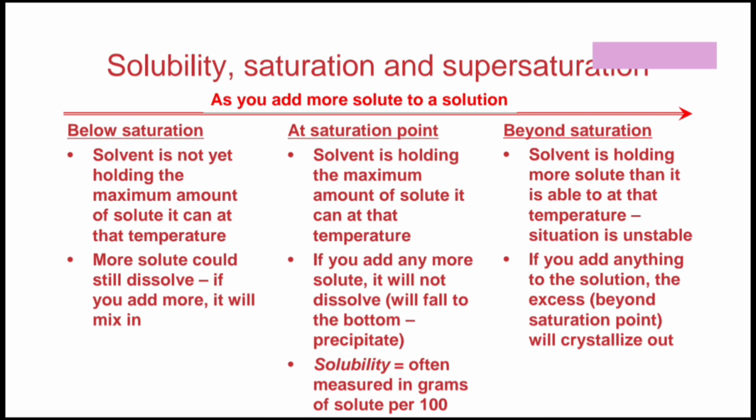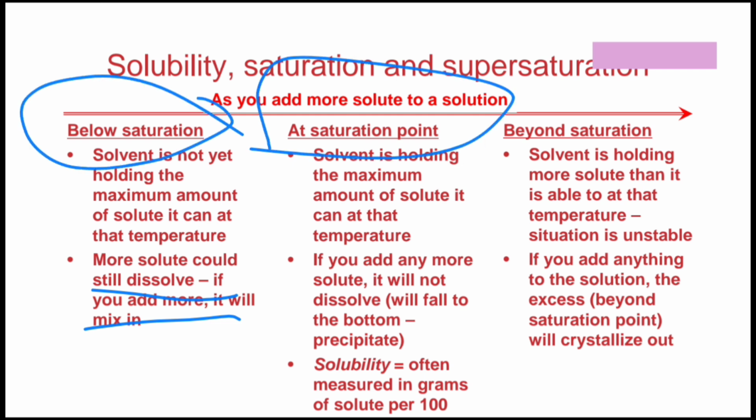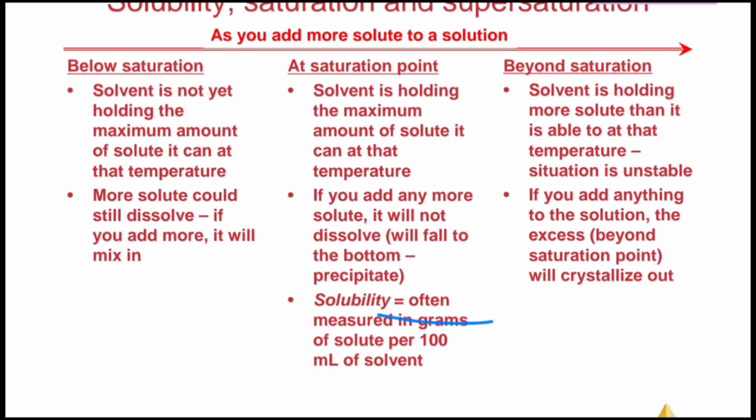Solubility, saturation, and supersaturation. Below saturation, more solute can be dissolved. If we add more solute, it still dissolves because we are below the saturation point. At the saturation point, the solvent is holding the maximum amount of solute it can dissolve at that temperature. If we add more solute, it will precipitate and settle down. Solubility is often measured in grams of solute per 100 milliliters of solvent.